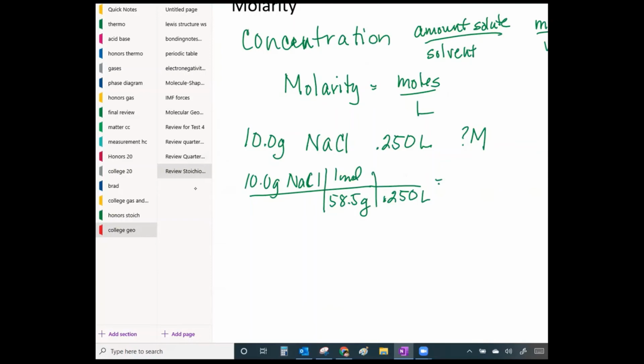10 divided by 58.5 divided by 0.250 is a 0.68 molar solution. Okay. Now we can do stoichiometry with molarity.